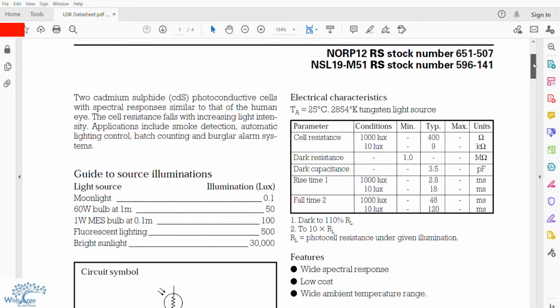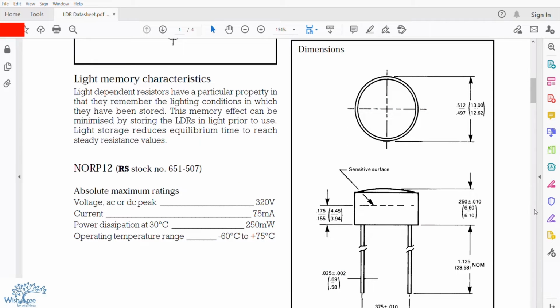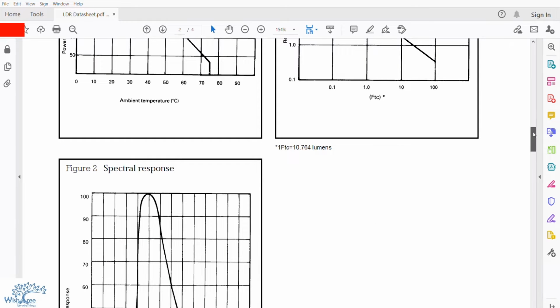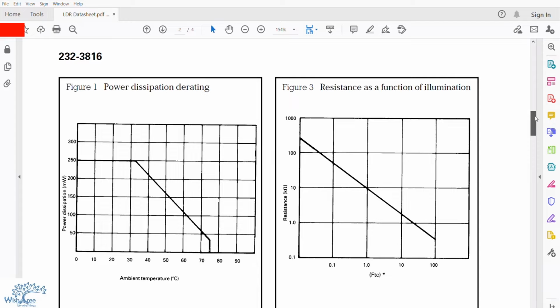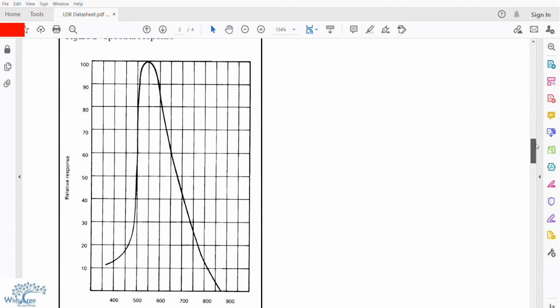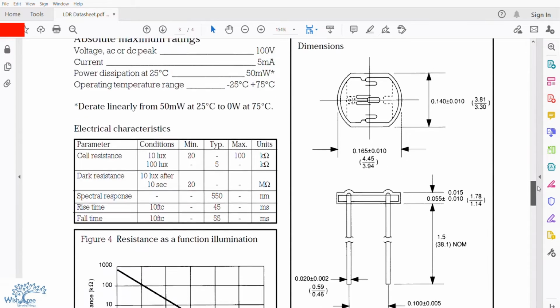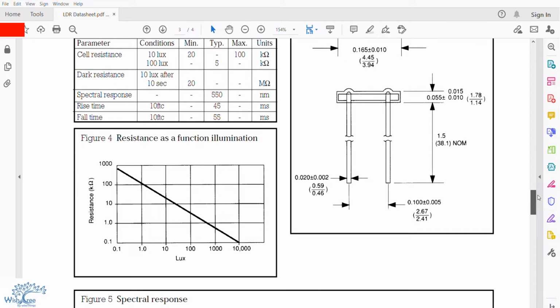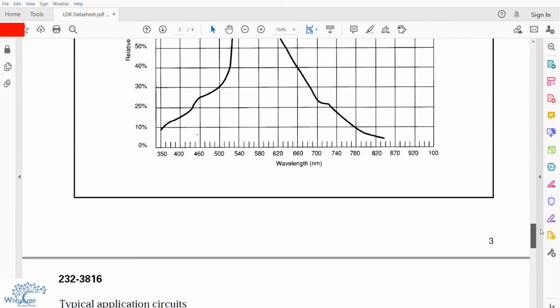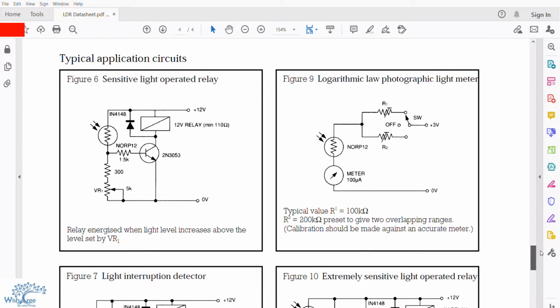This data sheet tells us everything about that particular LDR: the electrical characteristics, the light source, and the intensity that you can expect. Also, the dimensions. These dimensions are very useful when you are giving it for manufacturing or the casing for that matter. These graphs tell us how the resistance would change based on the intensity. It also tells us the maximum voltage and the current that you should provide to that LDR, and also all the aspects of that LDR in terms of sizing and everything.